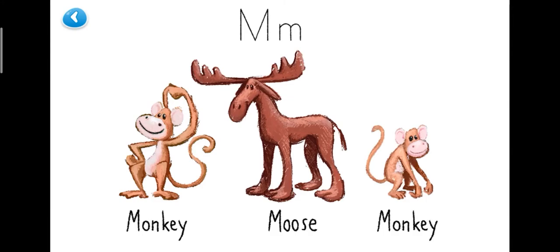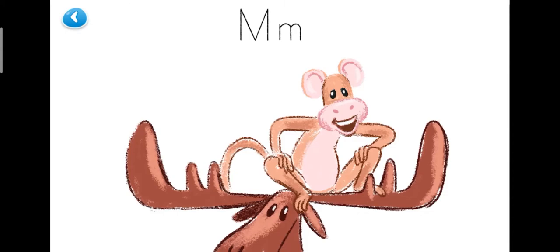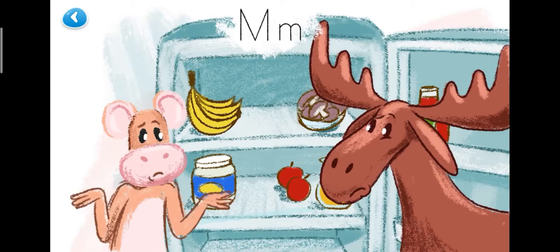Now here's our story. Once upon a time, there was a monkey named Mary and her best friend, the moose, Melissa. And they went to have a snack called milk. So they tried to find it, and they didn't know where the milk is. That was a big, big problem. So they couldn't find milk.